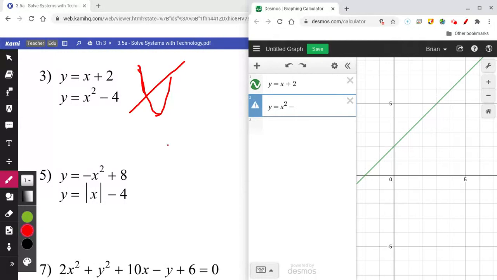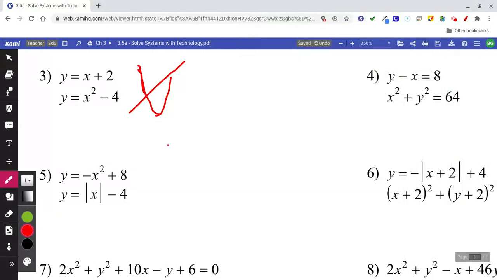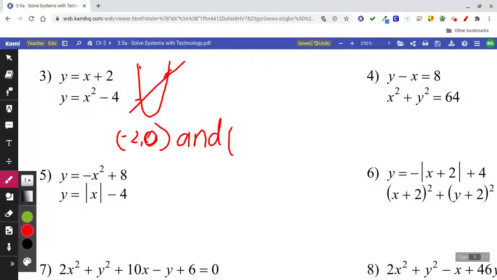That's terrible. And those intersection points were negative 2, 0. My stylus isn't working very well. And 3, 5. All right, next one.